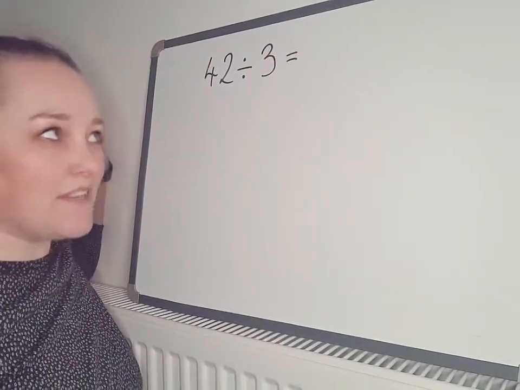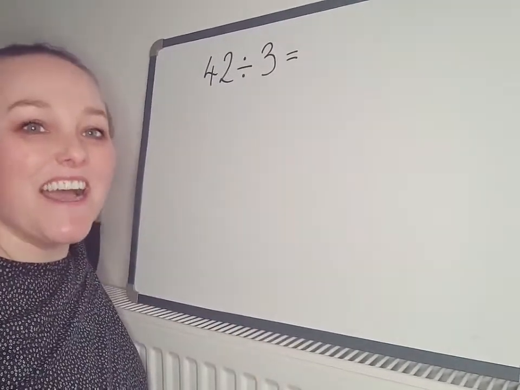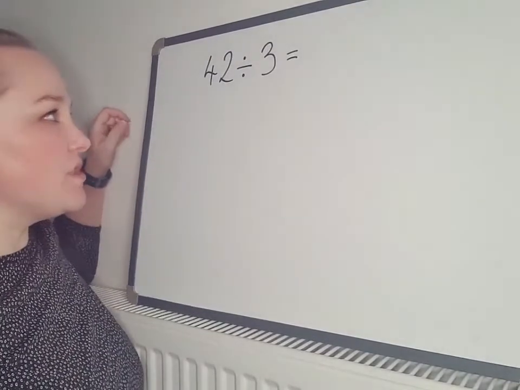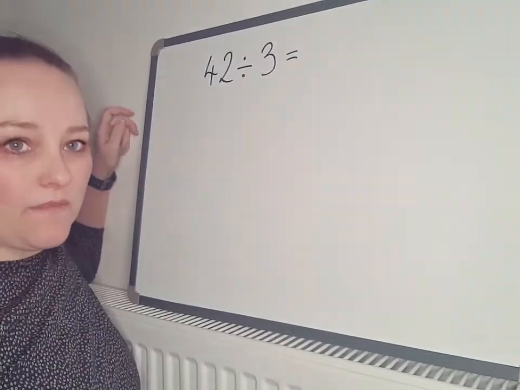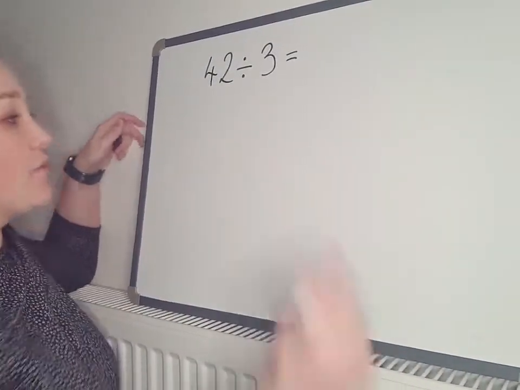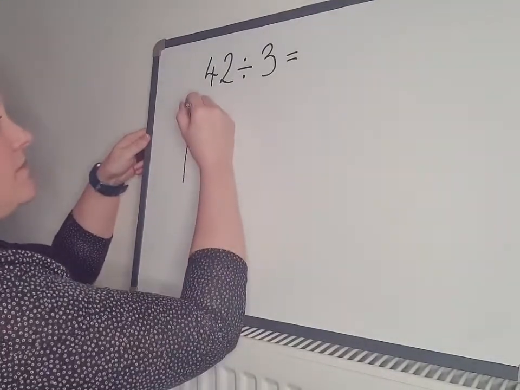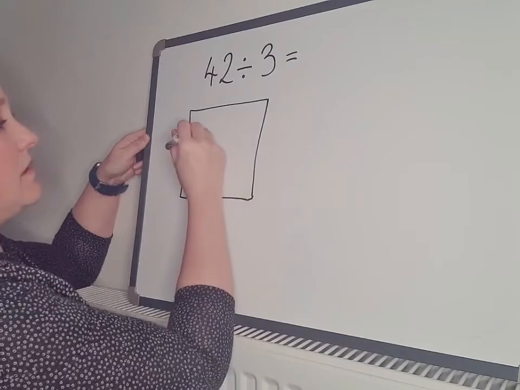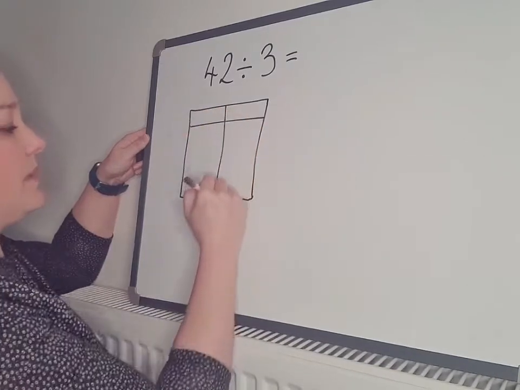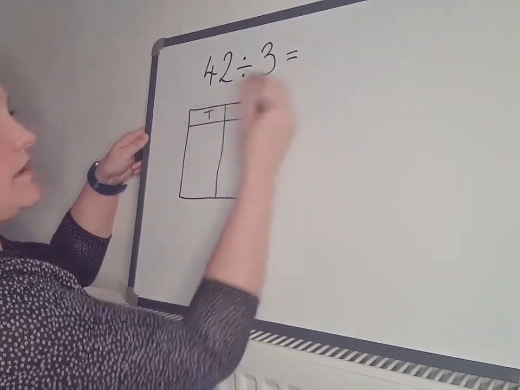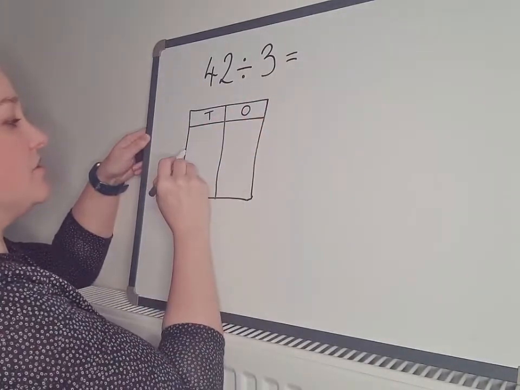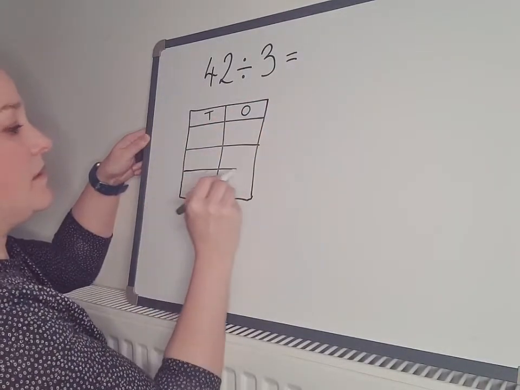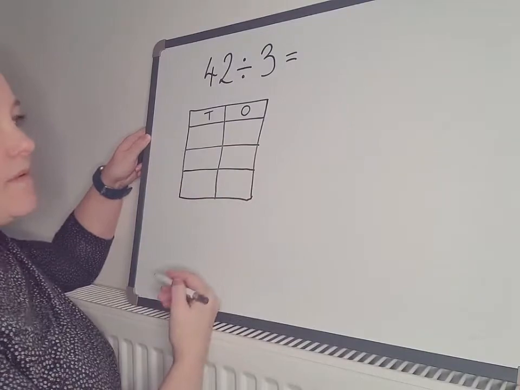Okay, so magically my board has changed. We're now going to look at 42 divided by 3. Okay, so we're going to draw our place value grid. Okay, so we'll do our tens and ones across the top. Okay, and then we need 3 sections. 1, 2, 3. All right.